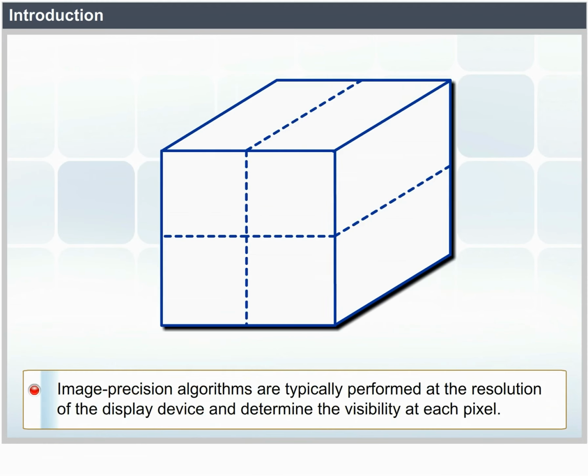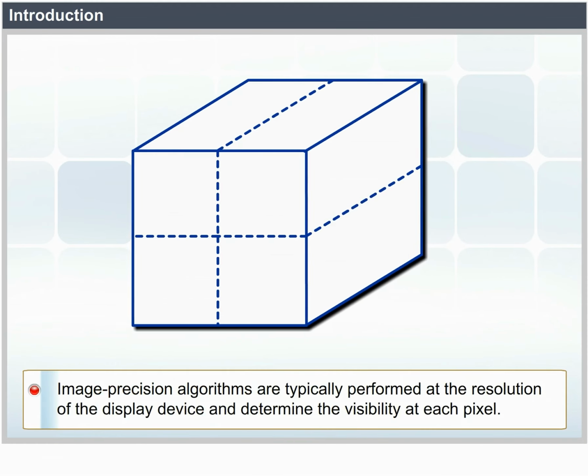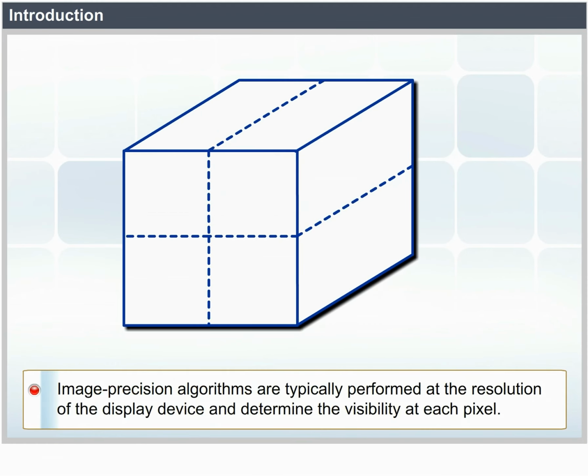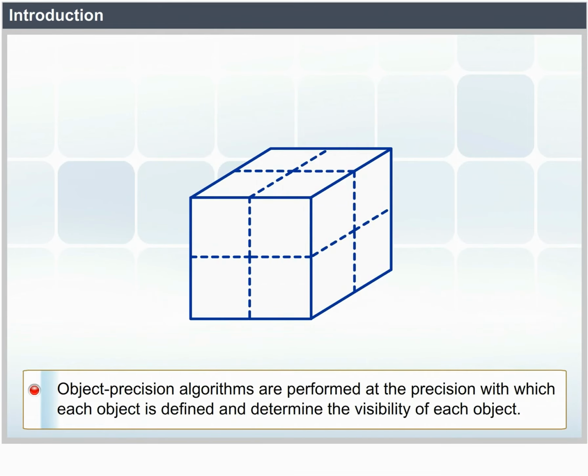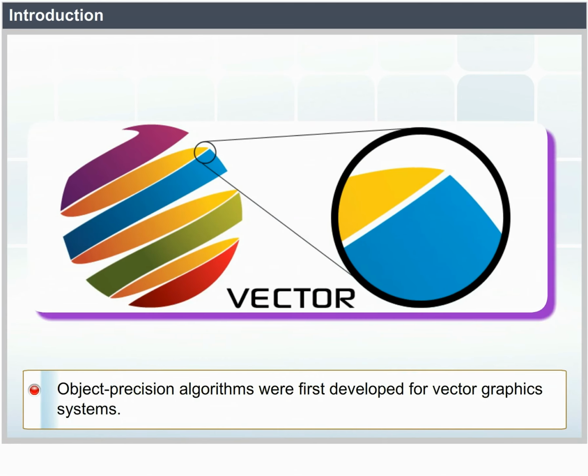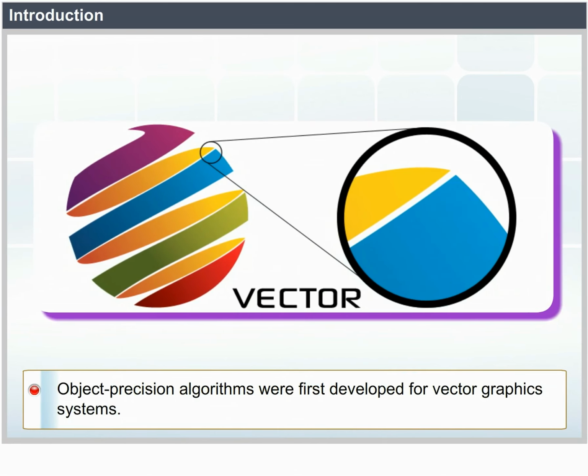Image precision algorithms are typically performed at the resolution of the display device and determine the visibility at each pixel. Object precision algorithms are performed at the precision with which each object is defined and determine the visibility of each object. Object precision algorithms were first developed for vector graphic systems.